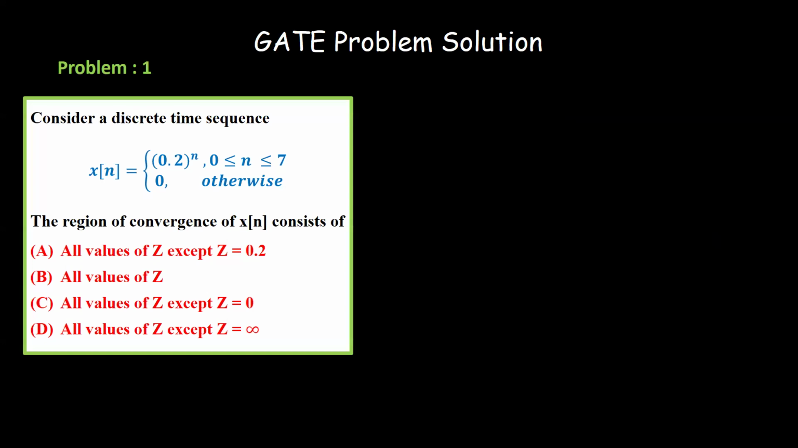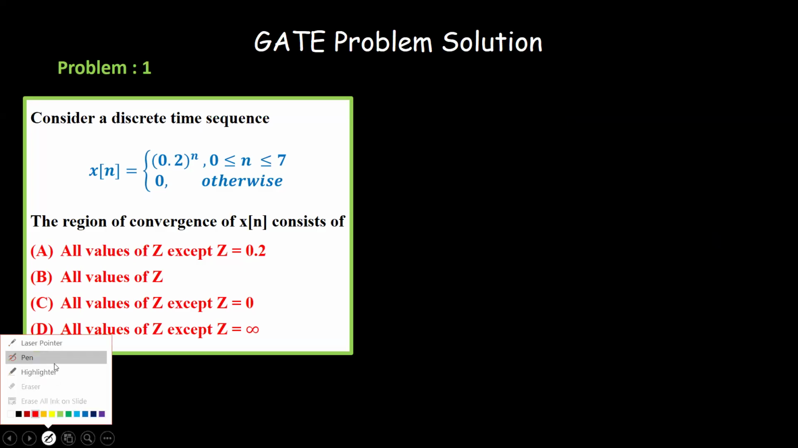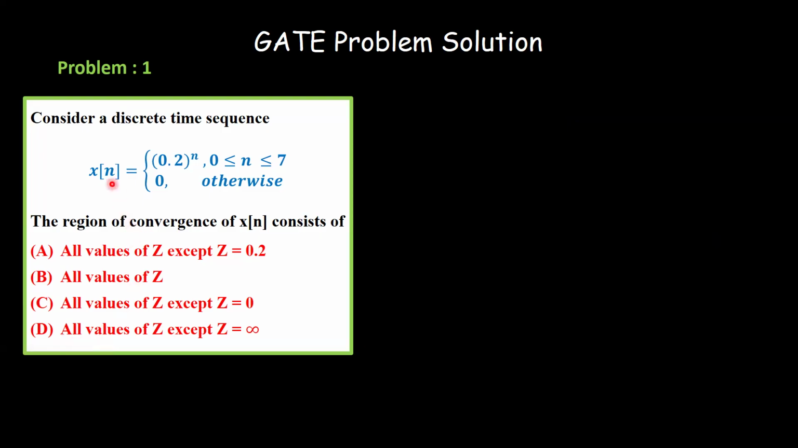So this is the first problem taken from the instrumentation discipline. Let me start solving the problem. First I will read out the problem. Consider a discrete time sequence x of n equal to 0.2 power n for 0 to 7, 0 otherwise. The region of convergence of x of n. So we need to find the region of convergence for the given sequence.